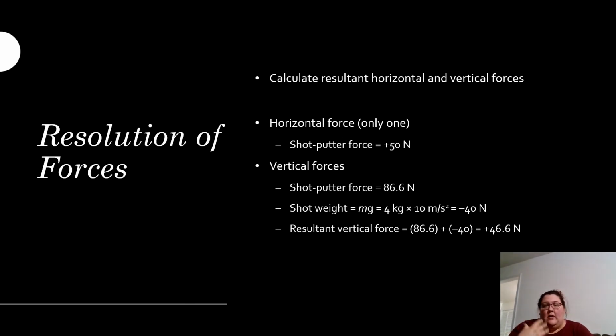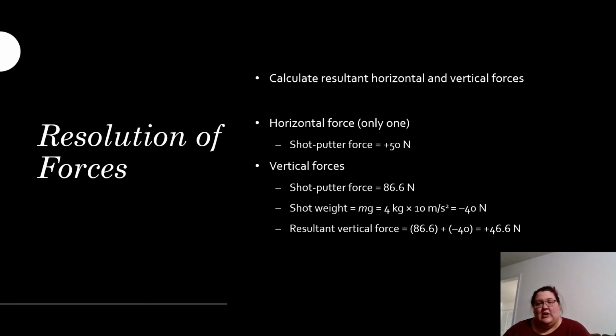All right. Also, because we now know the horizontal and the vertical forces, from there we can figure out how far the shot put would be thrown. So if we know the shot putter's force is 50% horizontal, that's really awesome. Don't need to figure out anything from there. However, we said the vertical force was going to be 86.6.